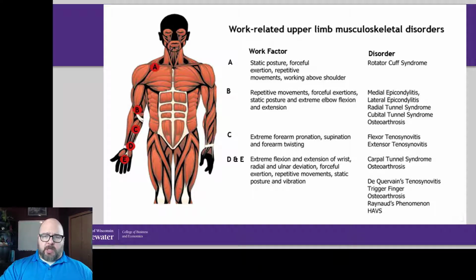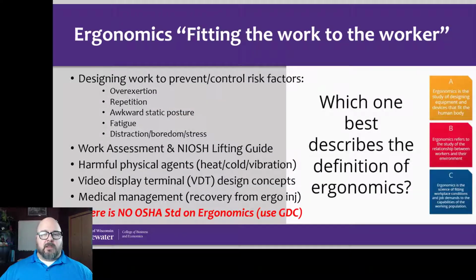And so just looking at the screen here, and you've probably already read it, as far as upper limb musculoskeletal disorders, you see they've got the work factor and the disorder. So rotator cuff is right there on the top, and then there are other ones. Sometimes it's nerve impingement, and there's a few here like carpal tunnel syndrome. You don't have to memorize those. You just need to know that musculoskeletal issues can be almost anywhere on the body.